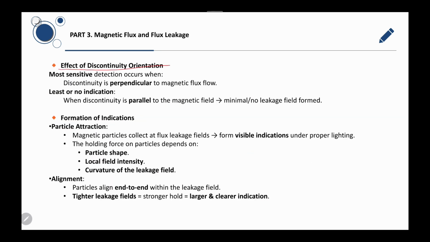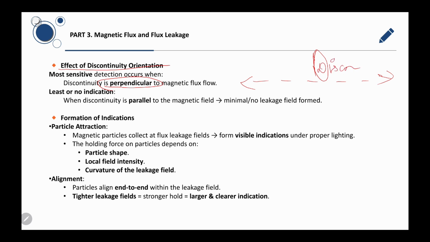Effect of discontinuity orientation. The golden rule of orientation for the most sensitive and effective detection is that the discontinuity must be perpendicular to the magnetic flux flow. This is very important. If the flux flows in one direction, the discontinuity must be perpendicular to it.